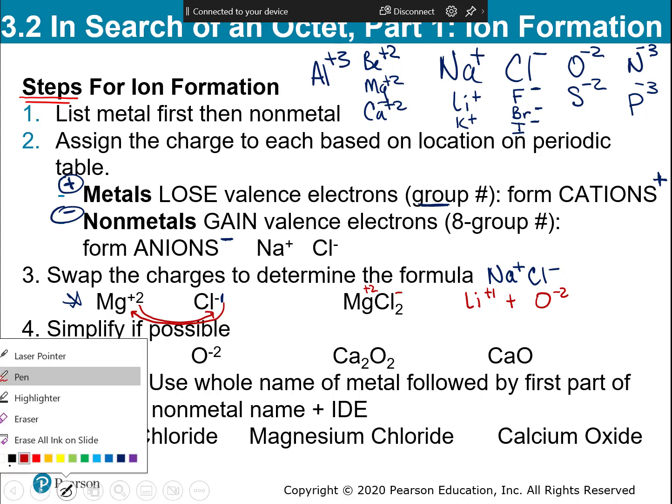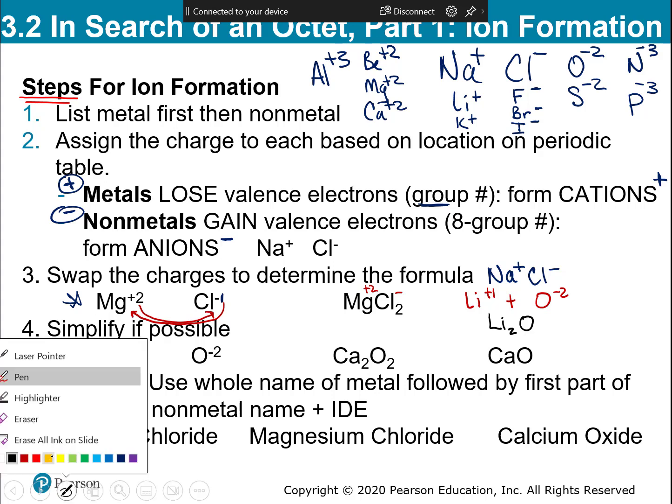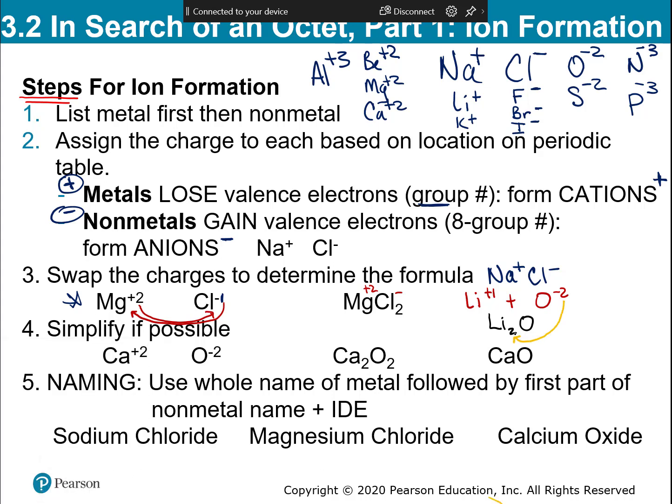So what would the formula end up being? Metal goes first, then the non-metal. How many lithium? 2. Oxygen, just 1. But remember, if there's 1, you just leave it, like H2O, you don't put a 1 after the O. So if there's only 1, you just leave it. See where I got that? The charge on the oxygen tells how many lithium there are. The charge on the lithium tells me how many oxygen.